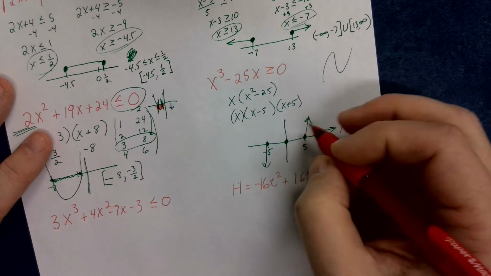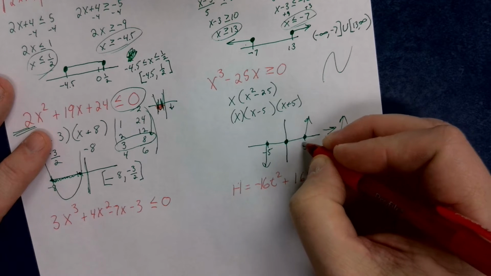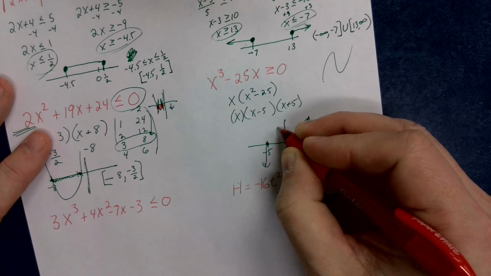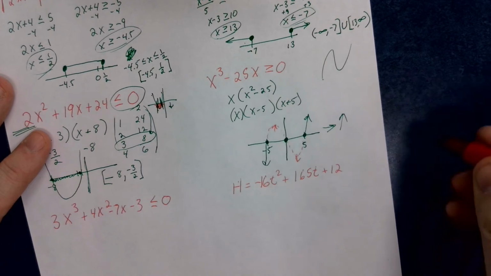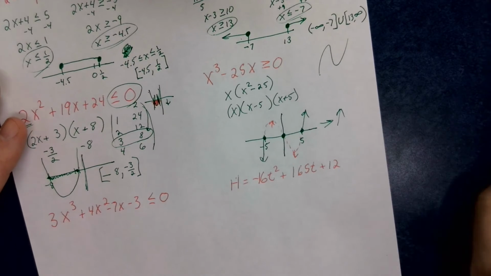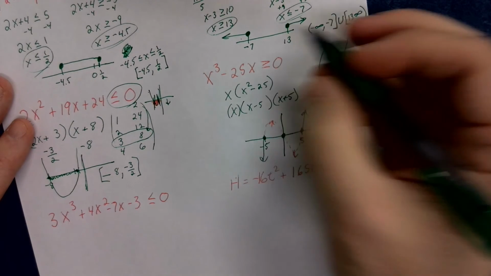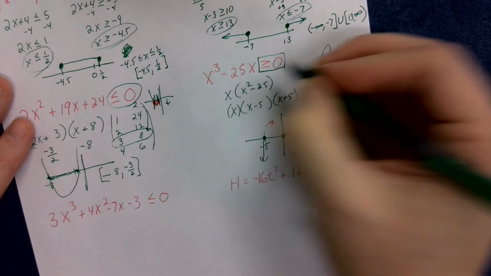Which means, and I honestly don't care what this does here, but it has to do something like this in the middle. But again, I don't care how far down it goes or how far up it goes. I just want to know where it's less than or equal to 0. Nope, sorry. I want to know where it's greater than or equal to 0.